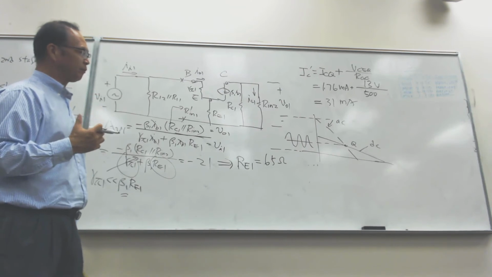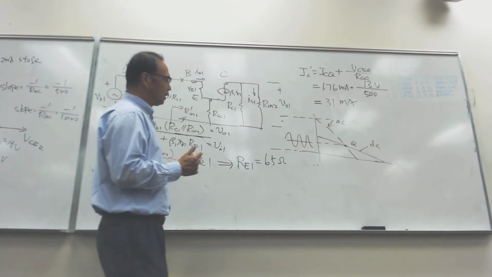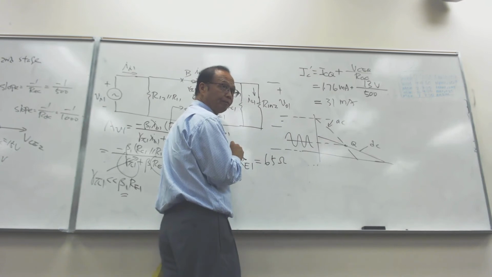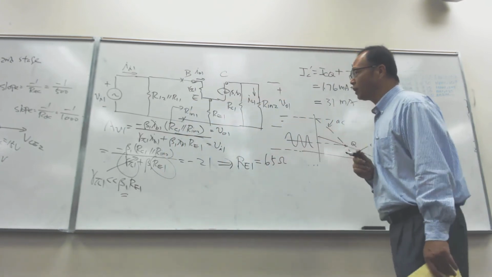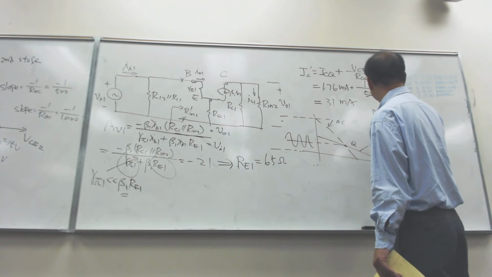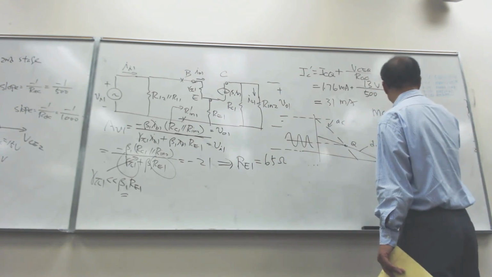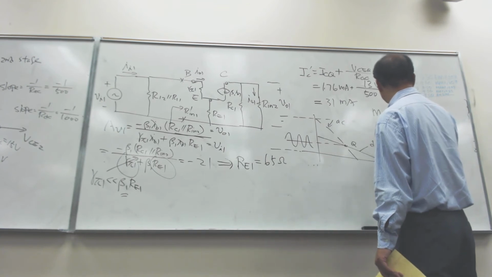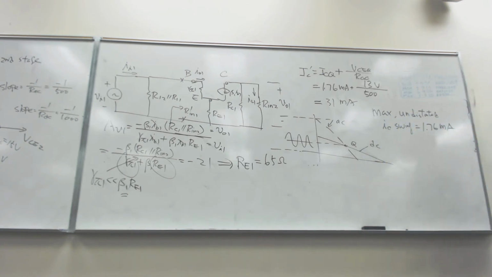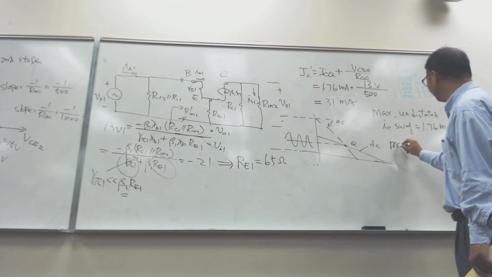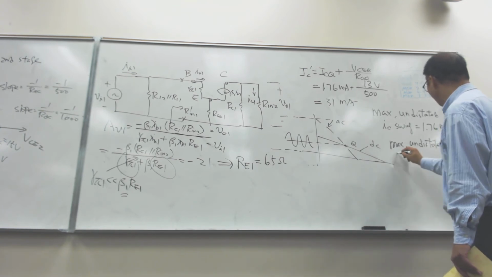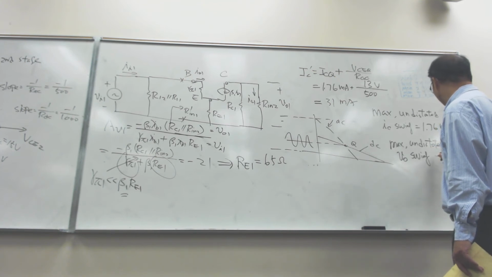But if you want the maximum undistorted swing, then it is decided by the smaller of the two windows. In this case, what is the smaller of the two windows? It's 1.76. So the maximum undistorted IC swing will be 1.76 milliamp. And then the maximum undistorted output voltage swing is what?